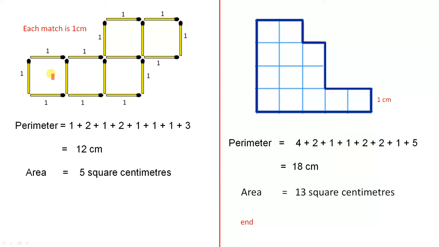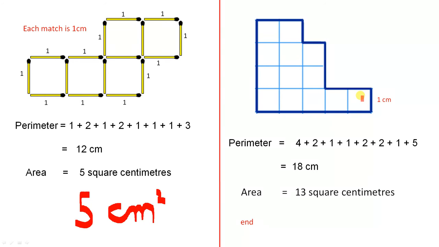As for the area, let's have a look how many squares there are. 1, 2, 3, 4, 5. And since each square is 1 centimetre by 1 centimetre, the area is 5 square centimetres. So that's the long way of writing it. 5 square centimetres. You actually write the words. If you want to do it the short way, you can write, as I said earlier, 5 centimetres squared, which means 5 square centimetres.